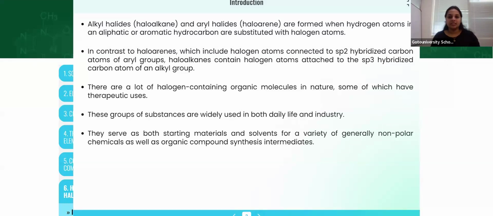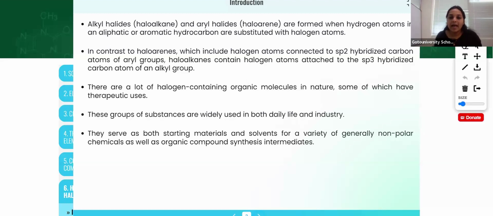So in this chapter, we are going to discuss haloalkanes and haloarenes. Before that, we have to know what haloalkanes are. In the name itself, it's clear that halo means halogen, and alkane means normal hydrocarbon. So haloalkanes are hydrocarbons containing a halogen atom.